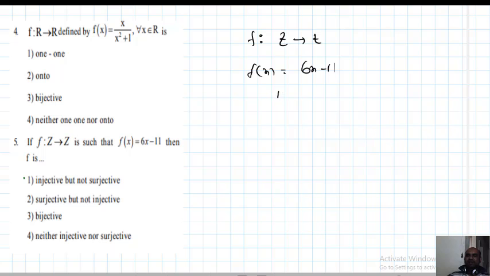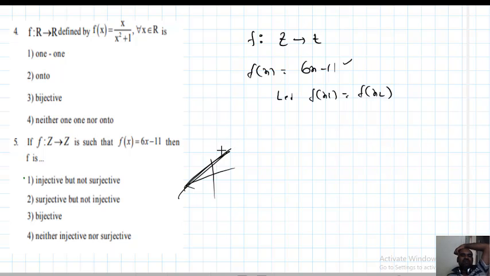So let f of x1 equal f of x2. Why am I directly saying this is one-one? 6x minus 11 gives a straight line in the coordinate plane. Every straight line gives a one-one function, because if you draw any horizontal line, it will intersect the graph at only one point. That's why straight lines always give one-one functions, not onto. By observing this given rule only, I can say that it is one-one, because the rule is 6x minus 11.